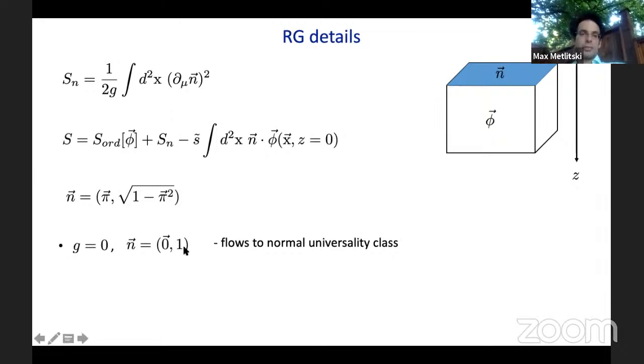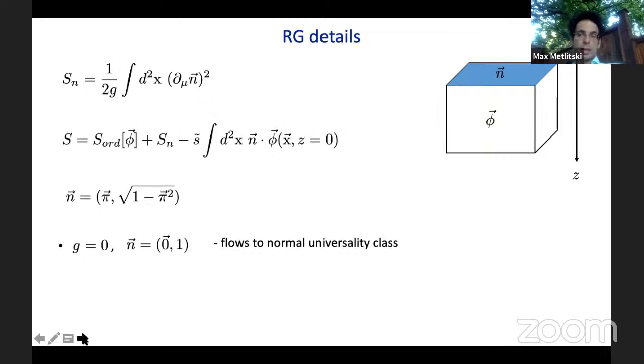In particular, let's say it points along the North Pole. So if n is frozen, then this is like a boundary magnetic field. Therefore, the system in the infrared will then flow to the normal universality class. So that will be the starting point in our analysis. This S tilde will be relevant and will flow to the normal universality class.